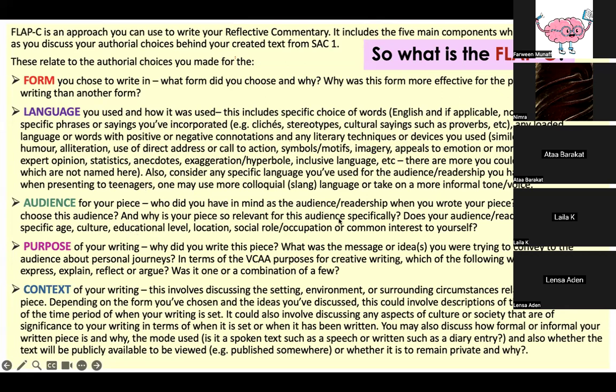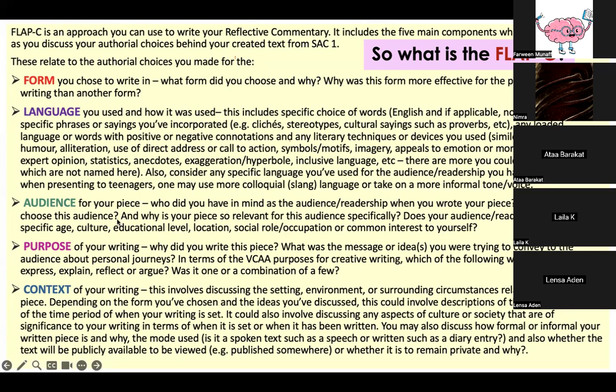Who did you have in mind as the audience if you're doing a speech? Or your readership, if you've just published something like a personal reflective essay or you're writing a letter, who is your reader? Okay, so when you wrote this piece, why did you choose this audience? For example, if you gave a speech, why did you choose your audience to be a bunch of grade sixes?